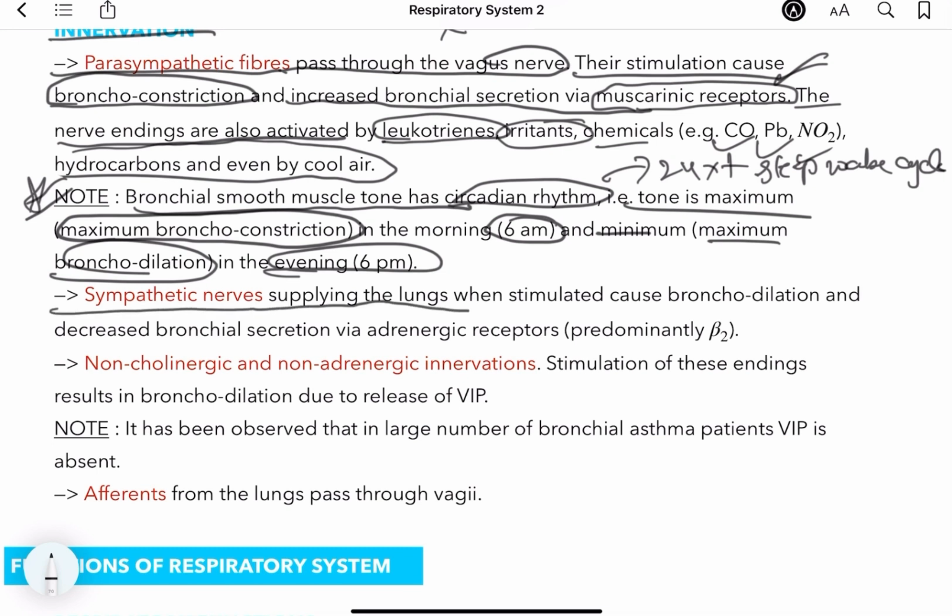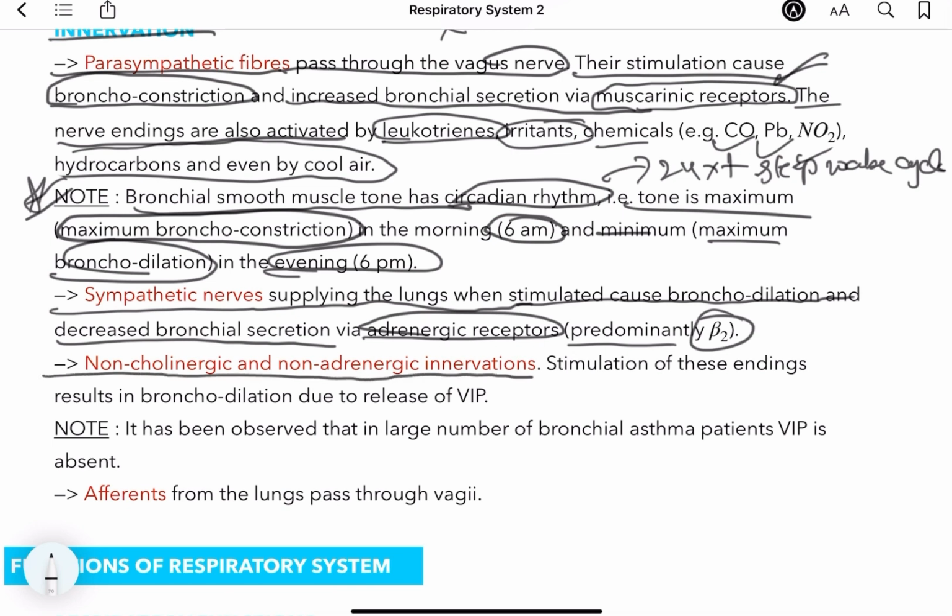Sympathetic nerves supplying the lungs, when stimulated, cause bronchodilation and decrease bronchial secretion via adrenergic receptors, predominantly beta 2 receptors. Now, what do sympathetic nerves do? They cause bronchodilation and decrease the bronchial secretions.